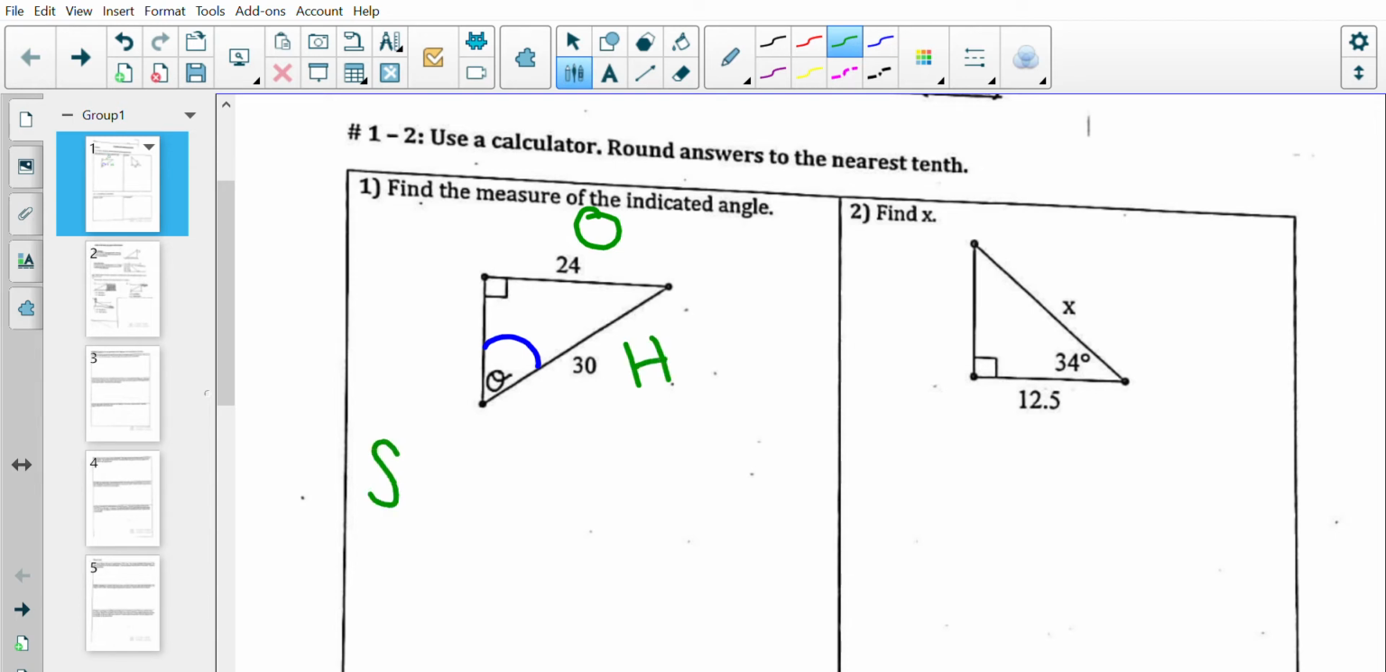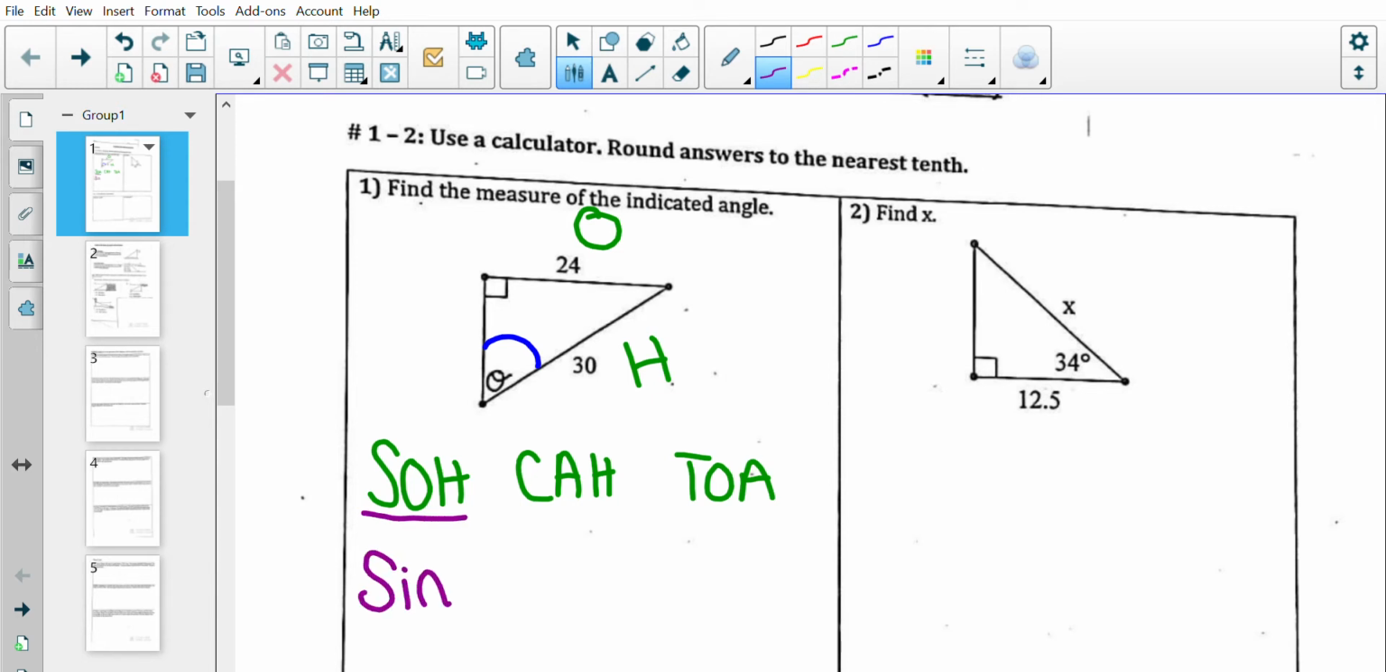Now we're going to write down that special word that we've been saying over and over again, SOHCAHTOA. And SOHCAHTOA is going to help us figure out which trig function to use. Because we have opposite and the hypotenuse, we're going to say, well, is it sine, cosine, or tangent? We know opposite and hypotenuse goes with sine, so we're going to choose sine. And remember, sine, cosine, tangent could never stand alone. So we're going to say sine of theta is equal to the opposite over the hypotenuse.